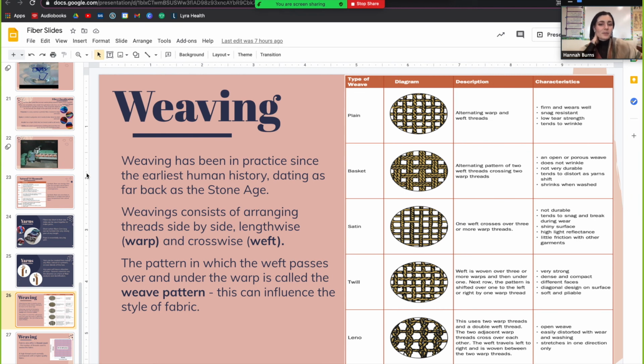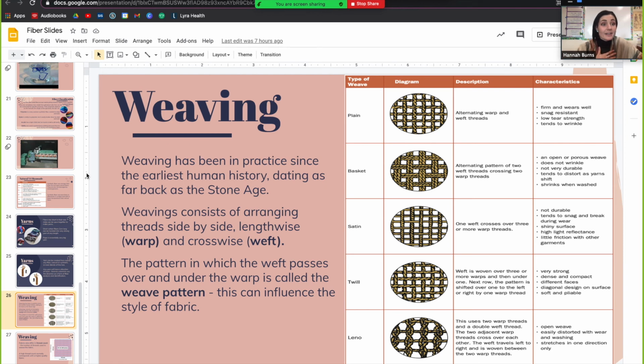So weaving has been in practice since the earliest human history, dating back as far as the Stone Age, and that's just in terms of recorded history. But weaving consists of arranging threads side by side, which is known as the warp, and then crosswise going through, known as the weft. So this pattern is created based off of how the weft and the warp are interlaced. As the weft passes over and under the warp, it'll create what's known as a weave pattern, and this can influence the style of fabric.